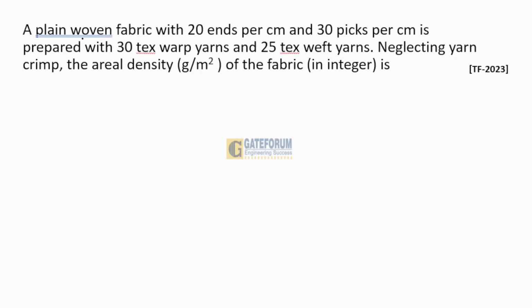This is also a 2-mark question. It says that a plain woven fabric with 20 ends per centimeter and 30 picks per centimeter is prepared with 30 tex warp yarns and 25 tex weft yarns. Neglecting the yarn crimp, the areal density in gram per centimeter square of the fabric is? This is a fabric manufacturing question. Here we need to find the GSM, gram per square meter.